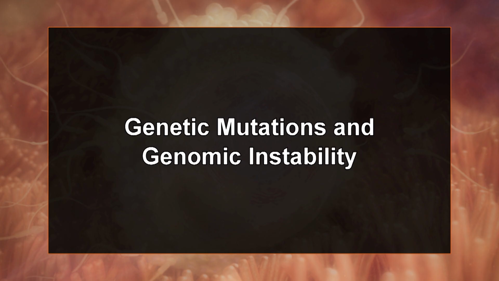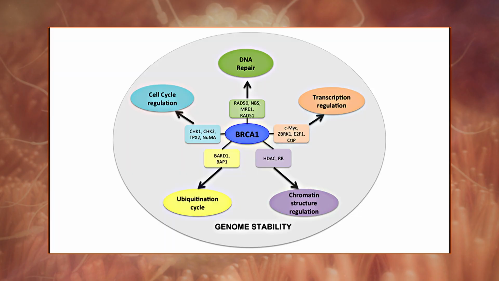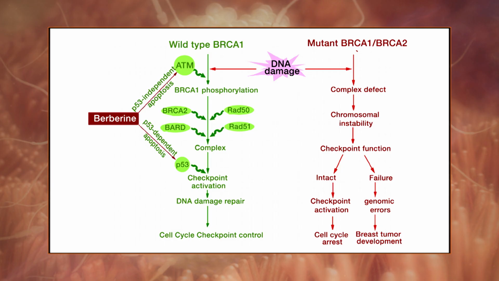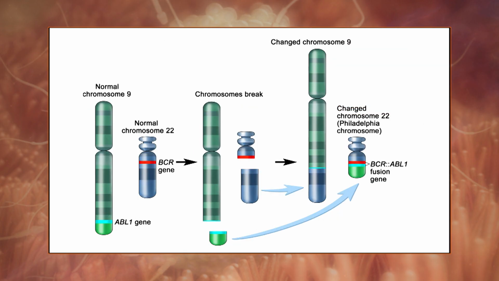Genetic mutations and genomic instability. Genomic instability is central to cancer, marked by mutations, rearrangements, and copy number changes. Students, defects in DNA repair genes like breast cancer gene 1 or breast cancer gene 2, BRCA1 and 2, predispose to breast and ovarian cancers, while mismatch repair mutations in MutL homolog 1 and MutS homolog 2 cause microsatellite instability in Lynch syndrome.